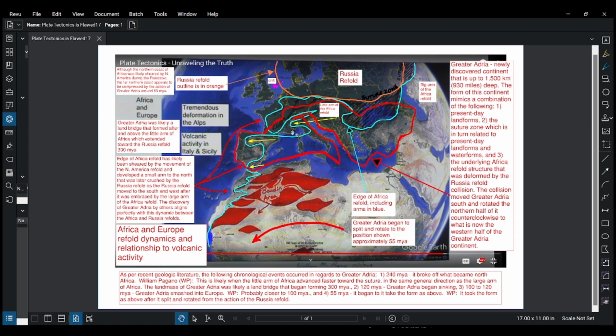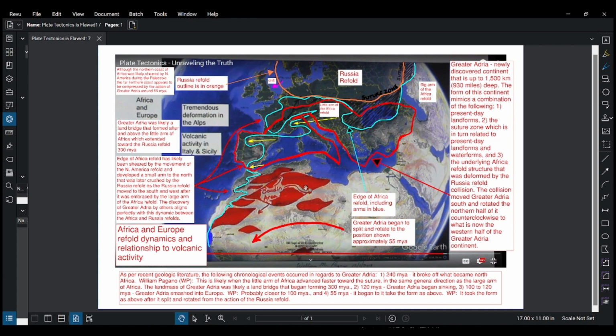Incidentally, the Alps formed with this crushing action of the little arm. That's where the Alps are, the heart of the Alps, the highest Alps, from that crushing action. Lots of deformation. And you can see these boudins here in Africa, collecting up against the edge of the refold. They're formed in a rotational environment again, in the tensional outer fibers of the refold. So everything makes sense.